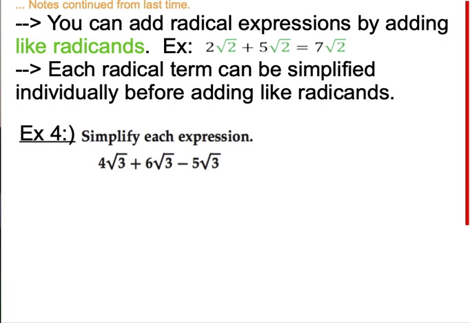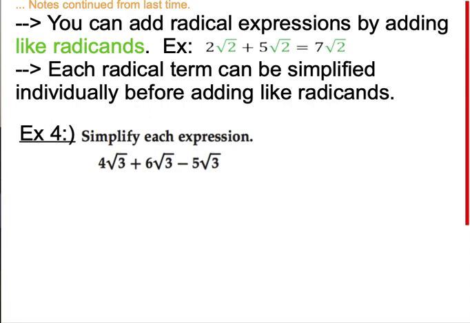So continuing from the last lesson, you can add radical expressions by adding like radicands. Example, 2 square roots of 2 plus 5 square roots of 2 will be 7 square roots of 2. It's just like you're doing 2x plus 5x, or 2 halves plus 5 halves. It's like common denominators as well. So you can add common radicals.